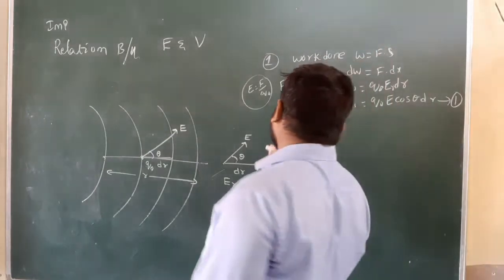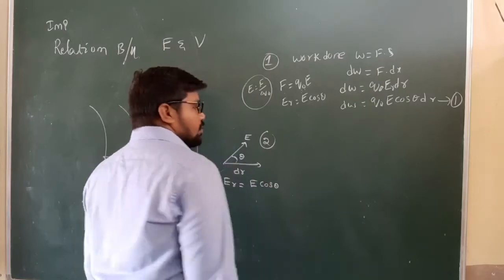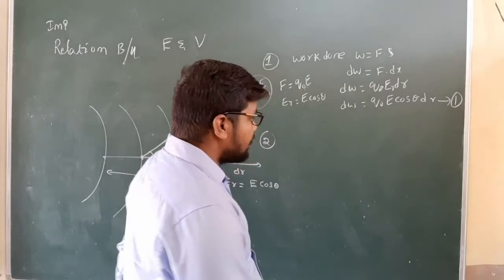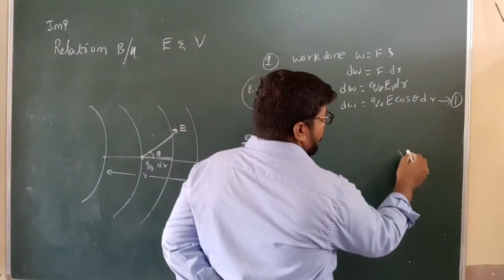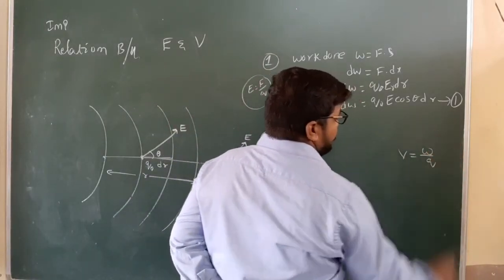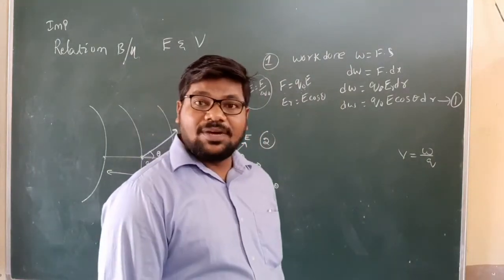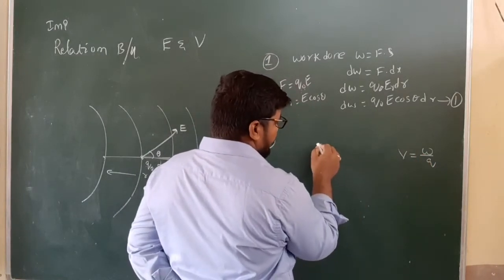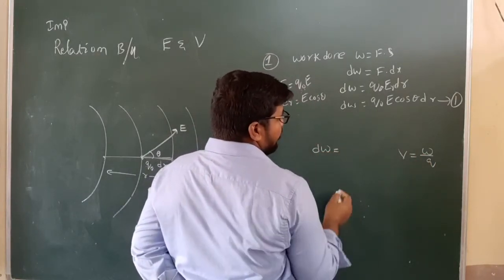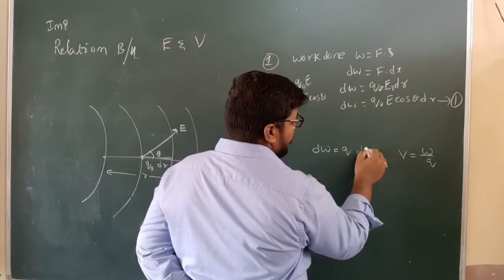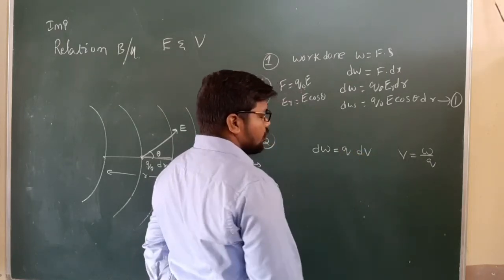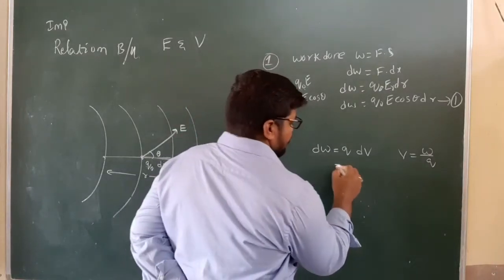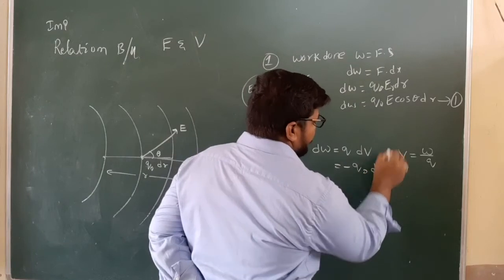Now, from the second case, how to get work done in a different way? From the formula, potential is equal to work done by charge. From this, we get work done dW is equal to Q into dV. Here we have to take a minus sign: minus Q0 dV.